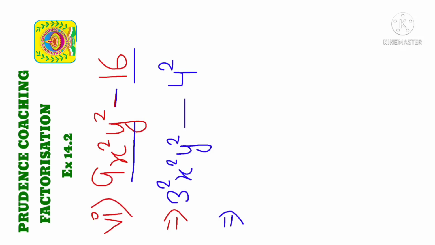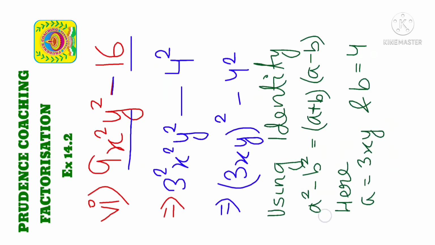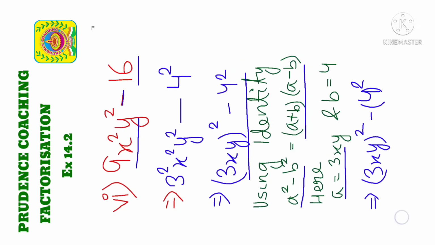Now we can write 3 square x square y square as 3xy the whole square, minus we have 4 square. Now by comparing a square minus b square with the given expression, here a is 3xy and b is 4 here. So we can write this a square minus b square as a plus b into a minus b. So we can write this given expression as a plus b into a minus b.